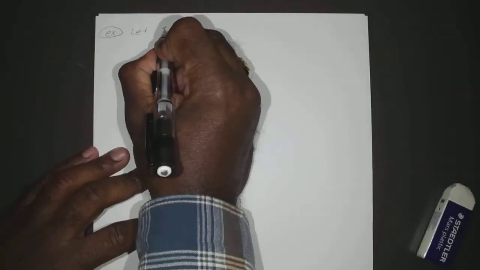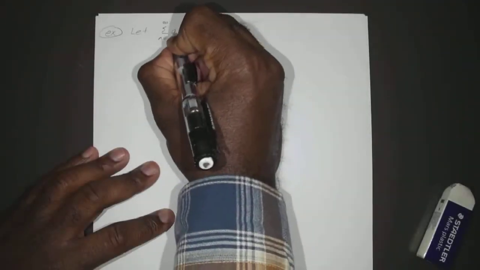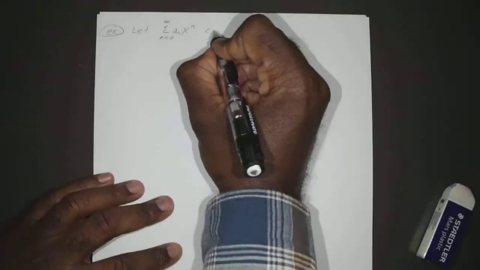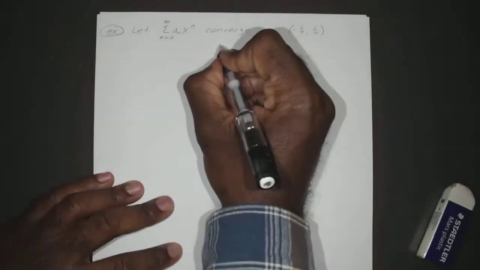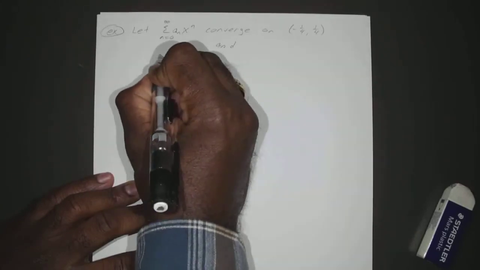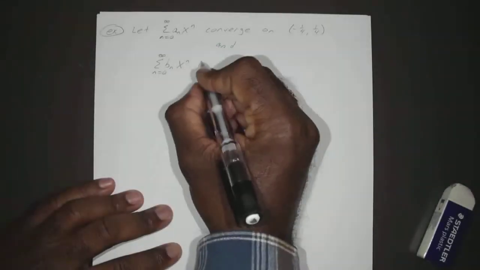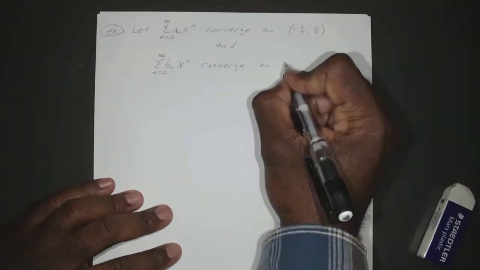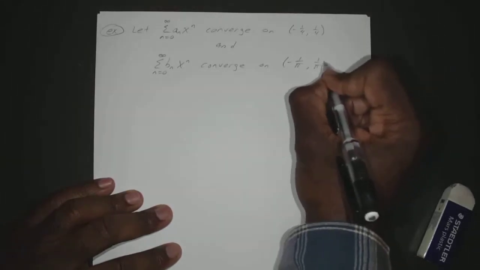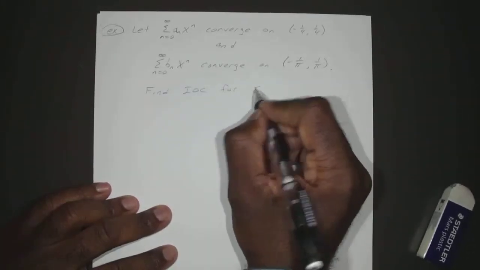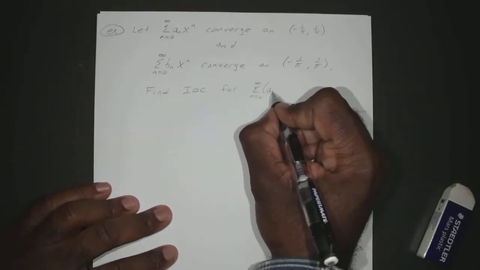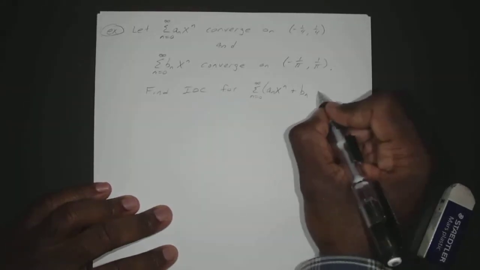Okay, so let's say, for example, if we let the sum from n equals 0 to infinity of a sub n x to the nth power converge on the interval negative 1/4 to 1/4, and the sum from n equals 0 to infinity of b sub n x to the nth power converge on negative 1 over pi to 1 over pi. And again, we find the interval of convergence for the sum from n equals 0 to infinity of a sub n x to the nth power plus b sub n x to the nth power.